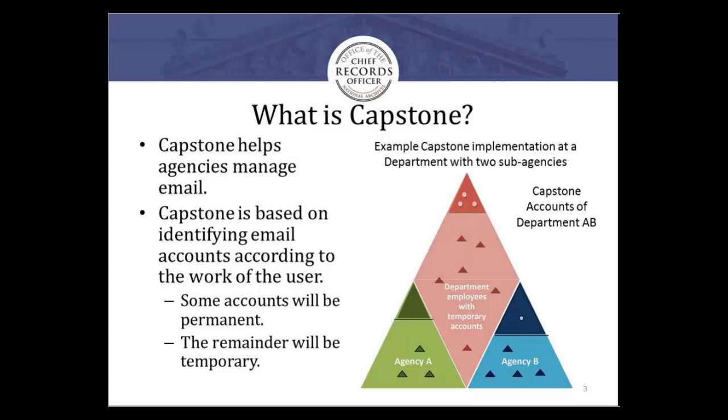Beneath the line, in the pink area, the email accounts would be deemed temporary and scheduled for eventual destruction. However, as you can see with the smaller pyramids in the pink area, individual accounts beneath the Capstone line can be identified for capture and permanent retention as well. This could be done for the leaders of particularly key mission-related functions that may reside or are managed further down in an organization. And for departments with sub-agencies or bureaus, the Capstone concept can be applied in each of those organizations as well. See the blue and green parts of the pyramid.